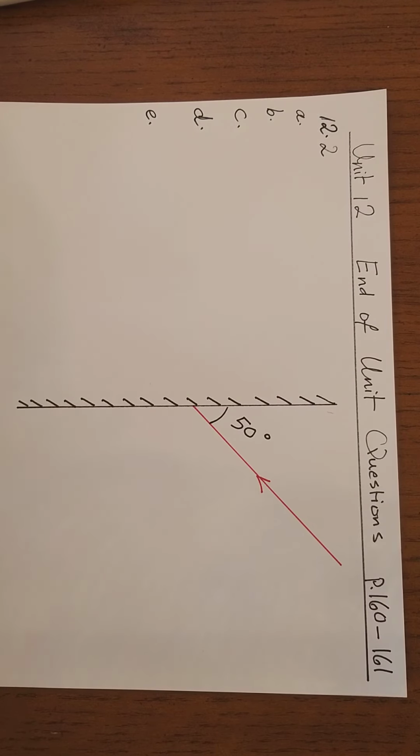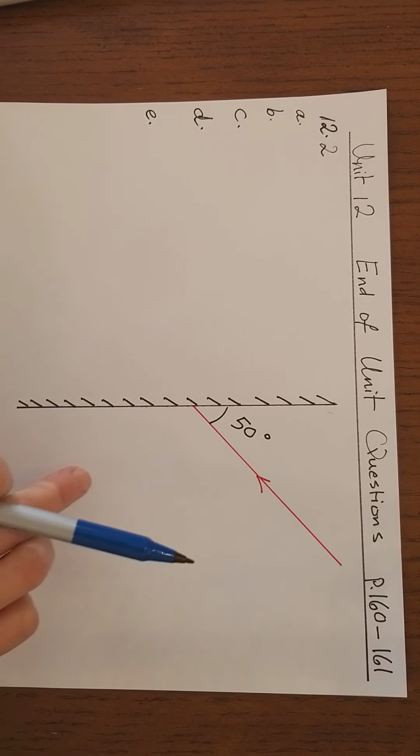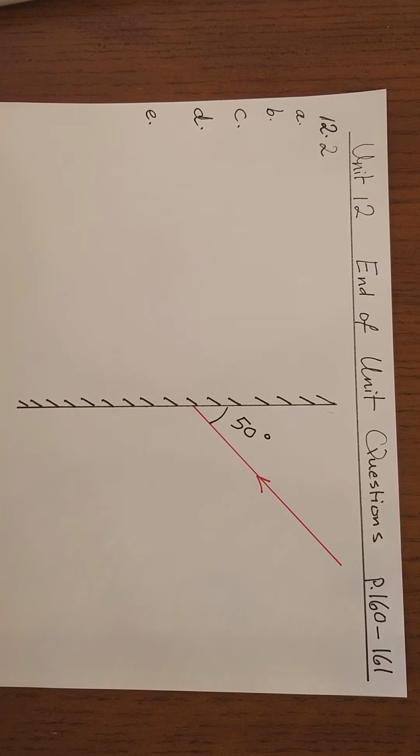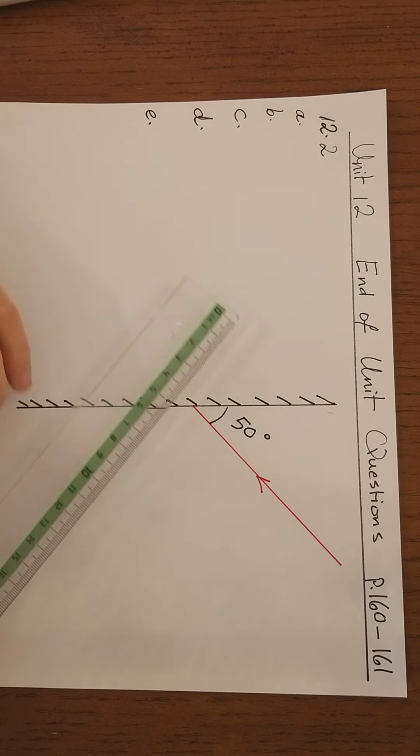A student drew this diagram to show how a ray of light is reflected by a flat mirror. Make a copy of the diagram. Here's the copy of the diagram. A. On your copy of the diagram, draw the reflected ray, label the mirror, the incident ray, and the reflected ray. So remember that we use a ruler to draw our rays.